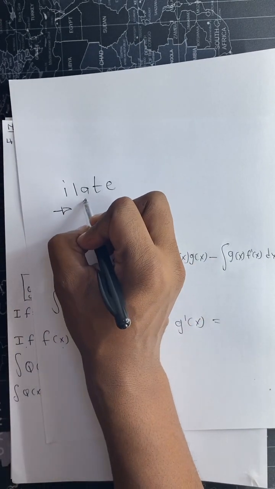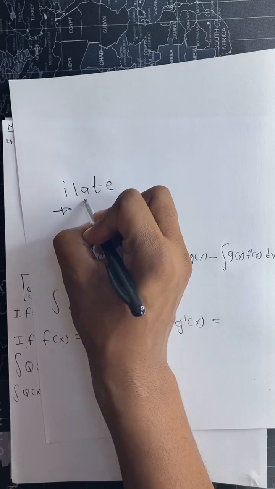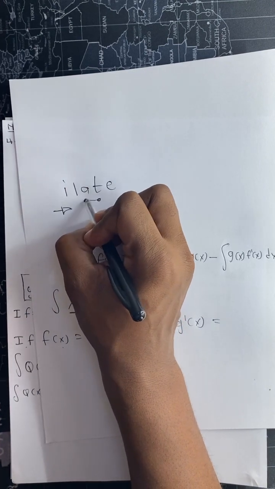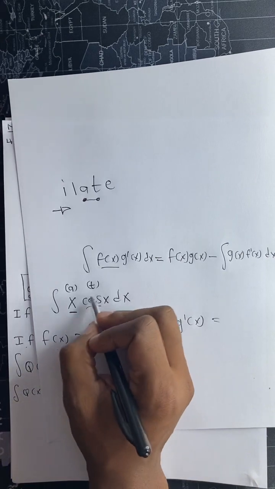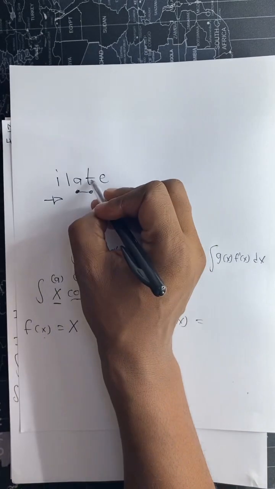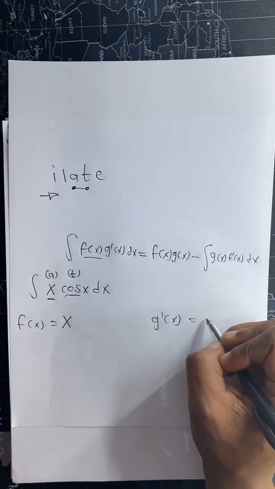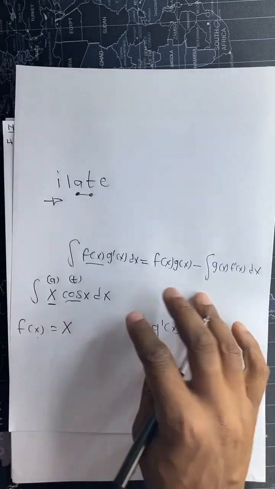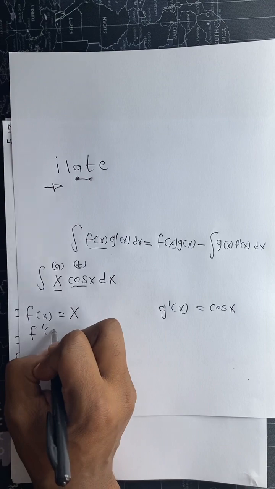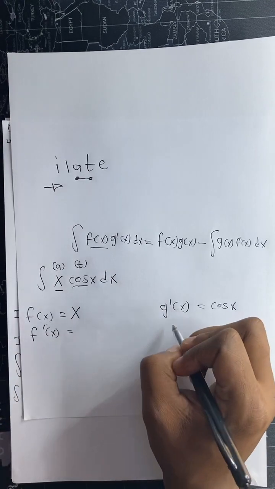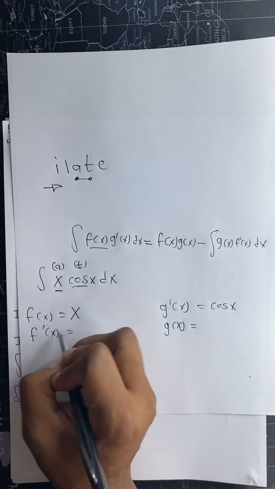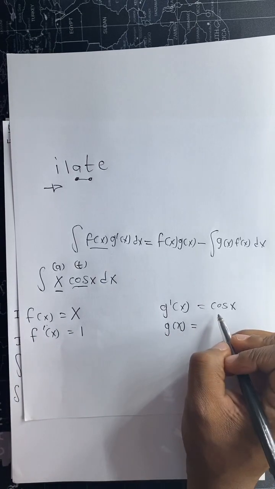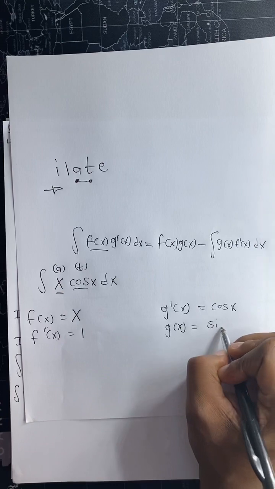As we can see, we have A and T here. So the A on this ILATE rule comes before the T. So the A, the algebraic function, will be equal to x, and the T, which is the cos x, will be equal to the g prime of x. So we differentiate the f of x and integrate the g prime of x so that we can get g of x. So the derivative of x is equal to 1. The integral of cos x is equal to sin x.